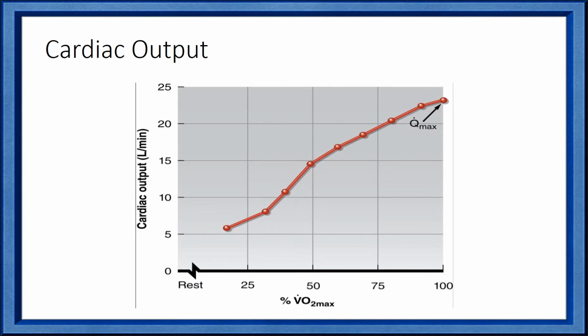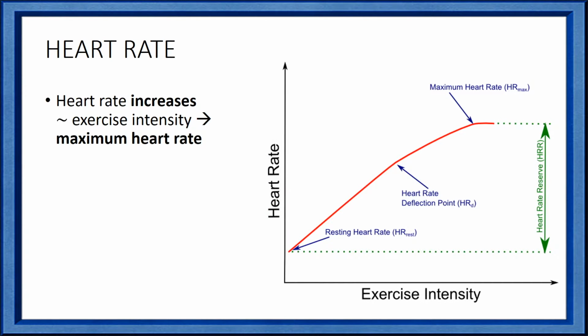It has been demonstrated that the skeletal muscle's ability to utilize oxygen far exceeds the capacity of the cardiovascular system to deliver oxygen. Thus, cardiac output becomes the limiting step and explains 70 to 85% of the variance in VO2 max in different individuals. The heart rate.